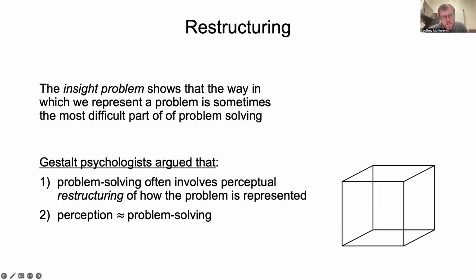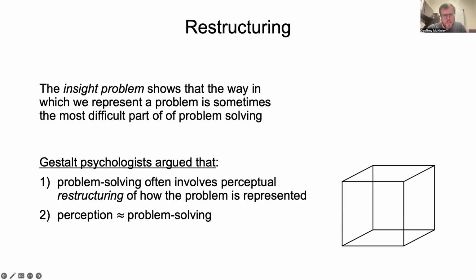So the word gestalt means a kind of wholeness, an integrated wholeness of your perception. So a gestalt is simply an integrated whole. And so with this Necker cube, there are at least two gestalts or perceptions that you can generate from the same parts. And when you go from one interpretation or one gestalt to another, that means that you're perceptually restructuring the parts of the image to form a different interpretation or gestalt.